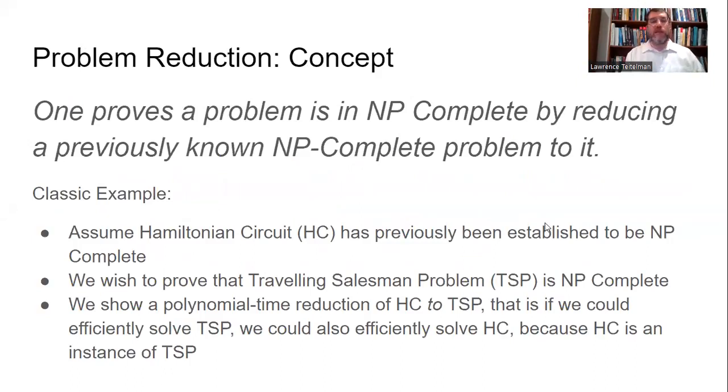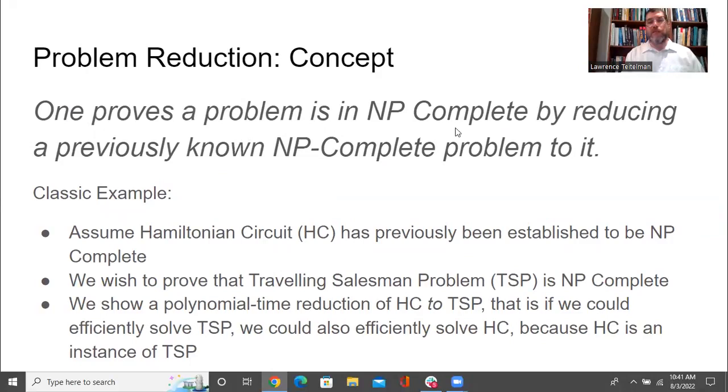Okay, so let's read this together. One proves a problem is NP complete by reducing a previously known NP complete problem to it. So here is an example. This is an easy example to understand. Unfortunately, many of the other examples are not so easy. So I'm just going to move the chat box out of the way. All right. So let's say we have already established that the Hamiltonian circuit problem has been established to be NP complete. Anyone know what the Hamiltonian circuit problem is?